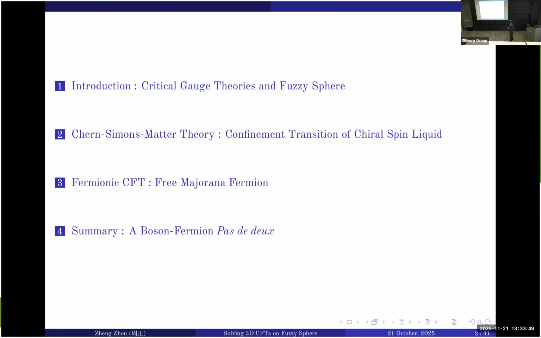So after an introduction to the critical gauge theories and the fuzzy sphere, I will mainly focus on two aspects. The first is the Chern-Simons-matter theory, and I will talk about a simple example of the confinement transition of the spin liquid. And then I will switch gear to the first fermionic CFT we realized on the fuzzy sphere, the free Majorana fermion.